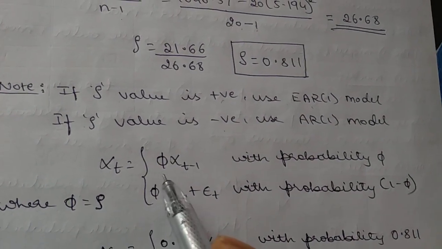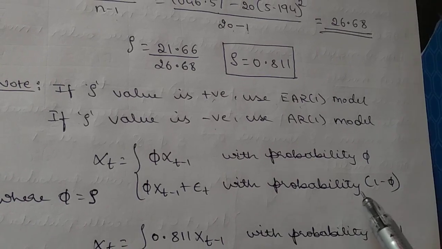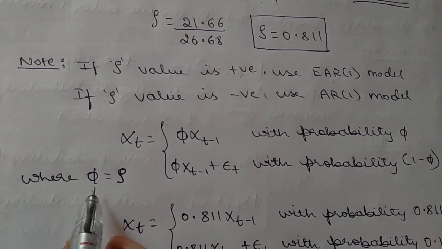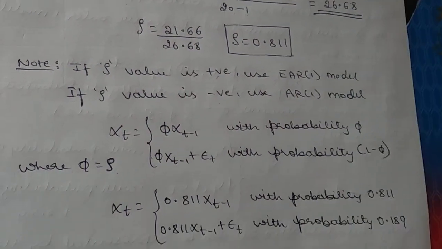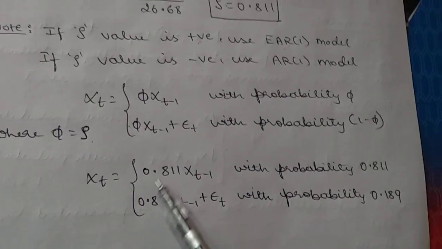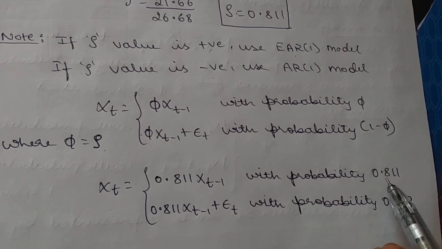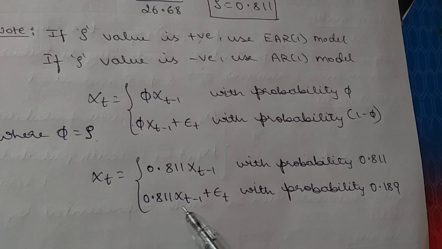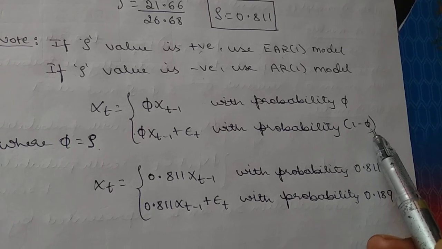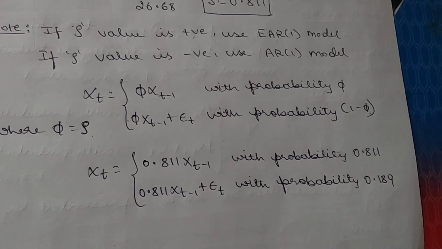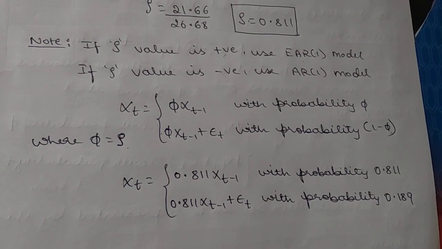It is given as xt equals phi xt minus 1 with probability phi, and phi xt minus 1 plus epsilon t with probability 1 minus phi, where phi is equal to rho. The rho value we have already got. Wherever you have phi, you just replace it with 0.811. So in place of phi, 0.811 xt minus 1 with probability 0.811, and 0.811 xt minus 1 plus epsilon t with probability 1 minus 0.811, which is 0.189. This is the EAR1 model, and this is the complete problem for your time series input model.